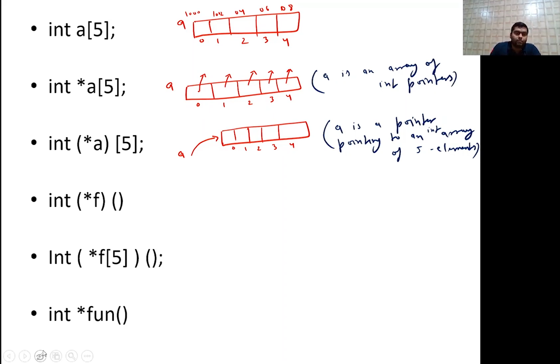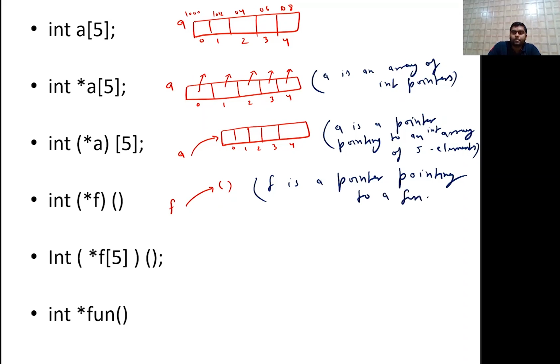Now come to the next one. This is also a very simple case. This is f. So f is a pointer pointing to a function. Okay, so let me write it also. In this case, f is a pointer pointing to a function.